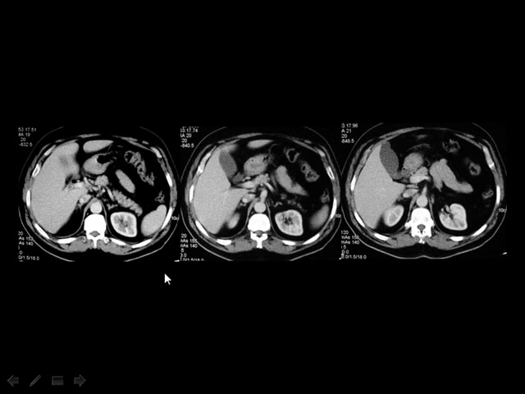Then you can see here, this is the tail of the pancreas, this is the liver, this is the aorta, this is the IVC, and this is the spleen. You can see the left kidney, and the beginning of the right kidney.